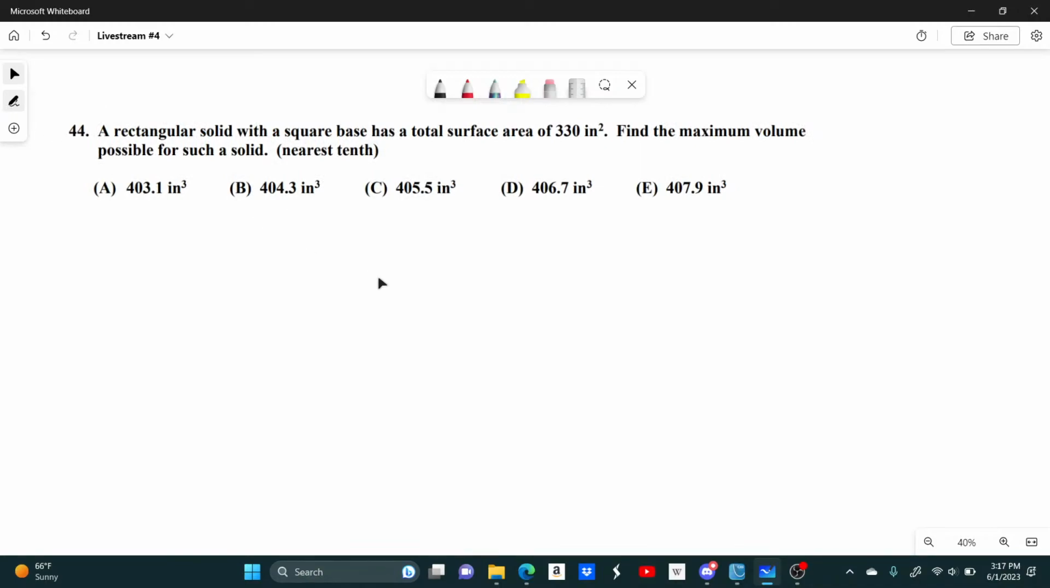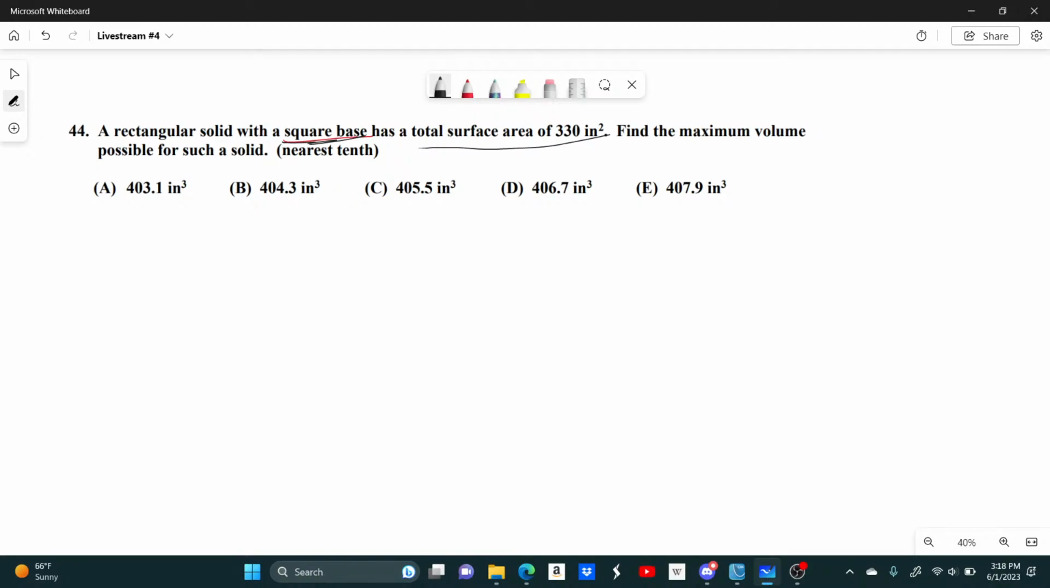Anyway, we have a rectangular solid with a square base, has a total surface area of 330 square inches. Okay, this is important. We have a square base and total surface area of 330 square inches. Find the maximum volume possible for such a solid. So there's two variables that can change in this rectangular solid. There's usually three, but since it tells us it has a square base, that's going to be one factor that's not going to change. So you have two factors.